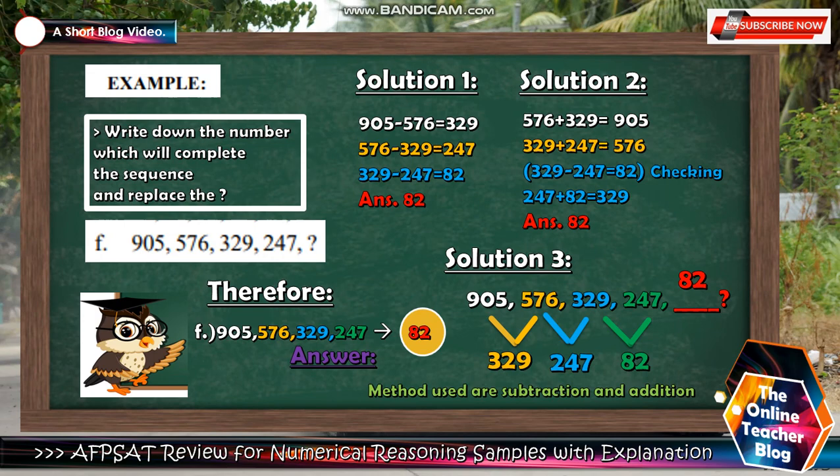As you can see in solution 3, we have 905. The difference of 905 and 576 is 329. The difference between 576 and 329 is 247. And the difference between 329 and 247 is 82. So the answer that we come up with is 82. Therefore, I conclude the answer for letter F is 82.